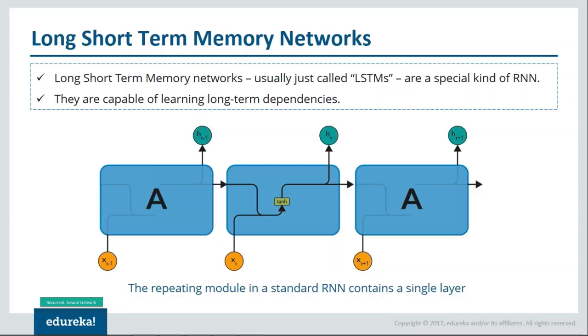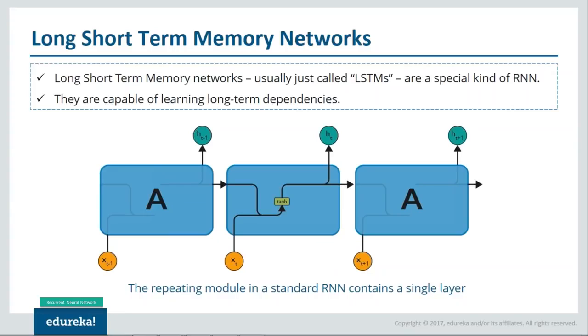But there are a few cases where we need more context. Consider trying to predict the last word in the text, "I grew up in France." Then there are some words. After that comes, "I speak fluent French." Now recent information suggests that the next word is probably the name of a language. But if we want to narrow down which language, we need the context of France from further back. And it's entirely possible for the gap between the relevant information and the point where it is needed to become very large. This is nothing but long-term dependencies, and LSTMs are capable of handling such long-term dependencies.